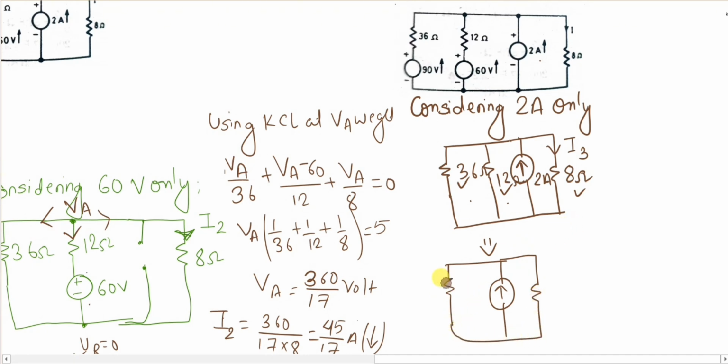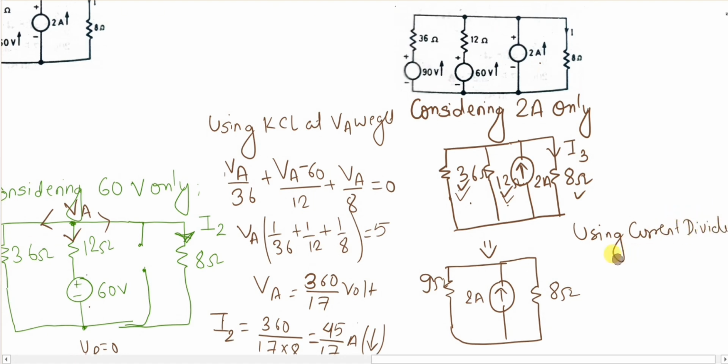Which value will you replace this with? 36 into 12 upon 36 plus 12. If you identify the parallel of 36 and 12, you will get 9 ohm. Okay, 9 ohm, and it's of 2 ampere, and this is 8 ohm. Now using current divider rule. Okay, current divider rule. Using current divider rule, you will get I3. I3 is equals to what?